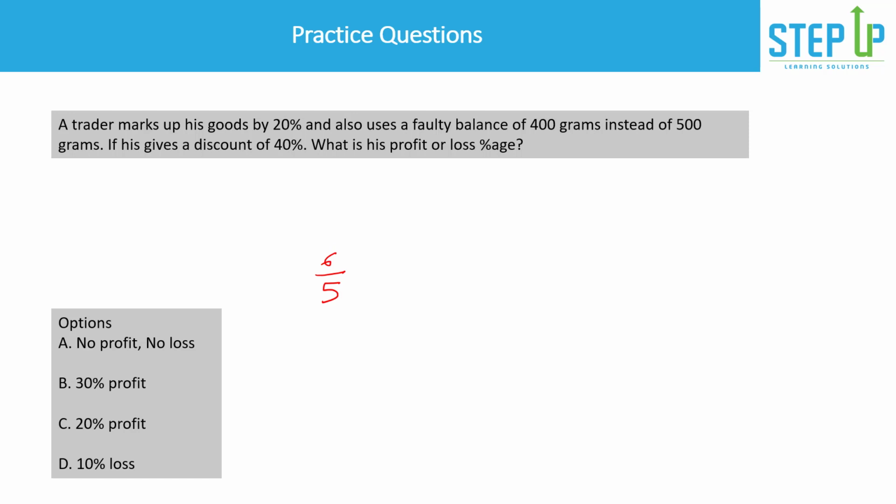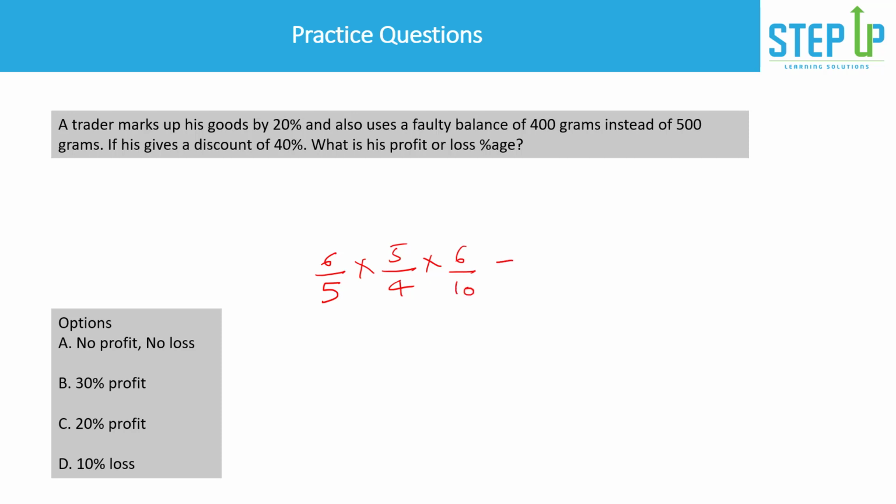Now please understand the fractions, right? So we are using that same thing. Faulty balance of how much? 400 grams instead of 500. That means I can write it as 5 by 4, or basically 500 grams I'm giving at the cost of 400 grams, which is nothing but 5 by 4, into a discount of 40%. Discount 40% meaning, how can I write this as? I can write this as 6 by 10.